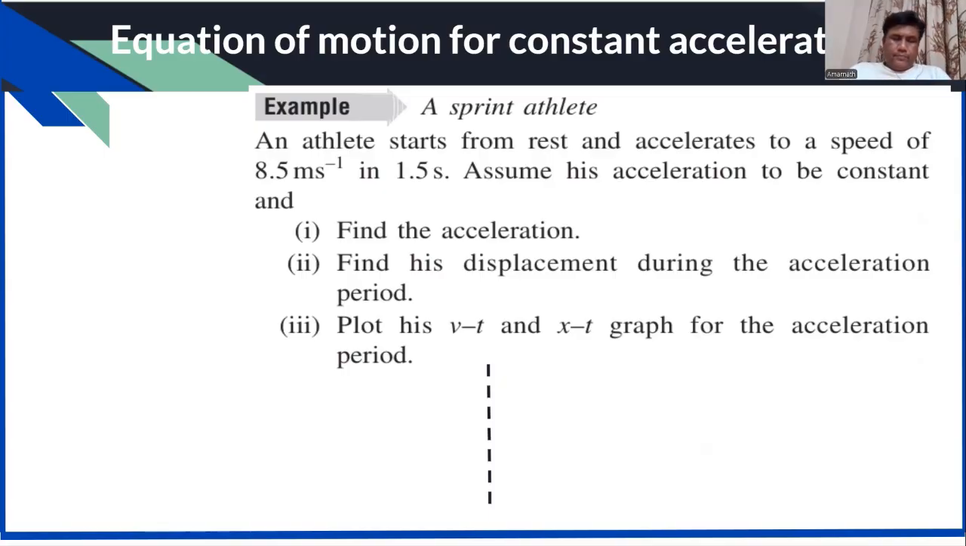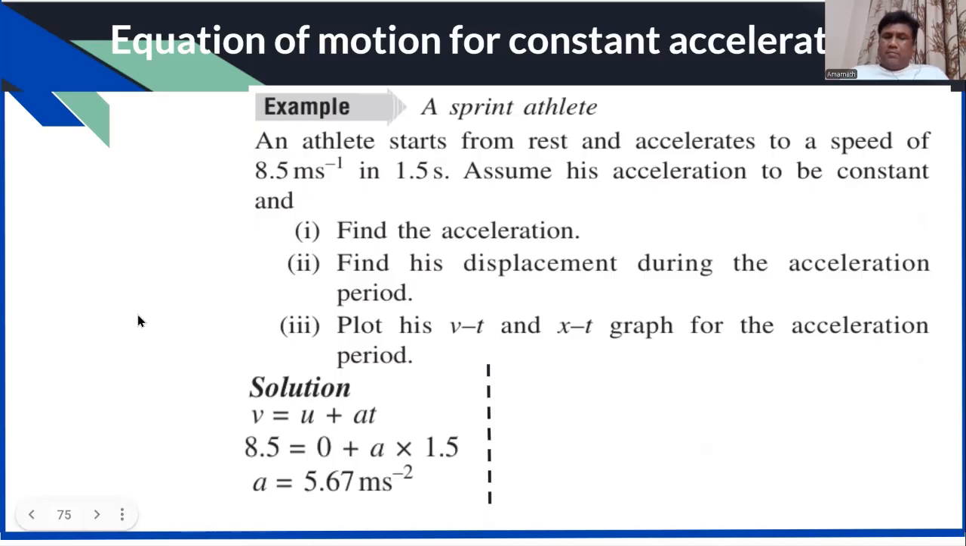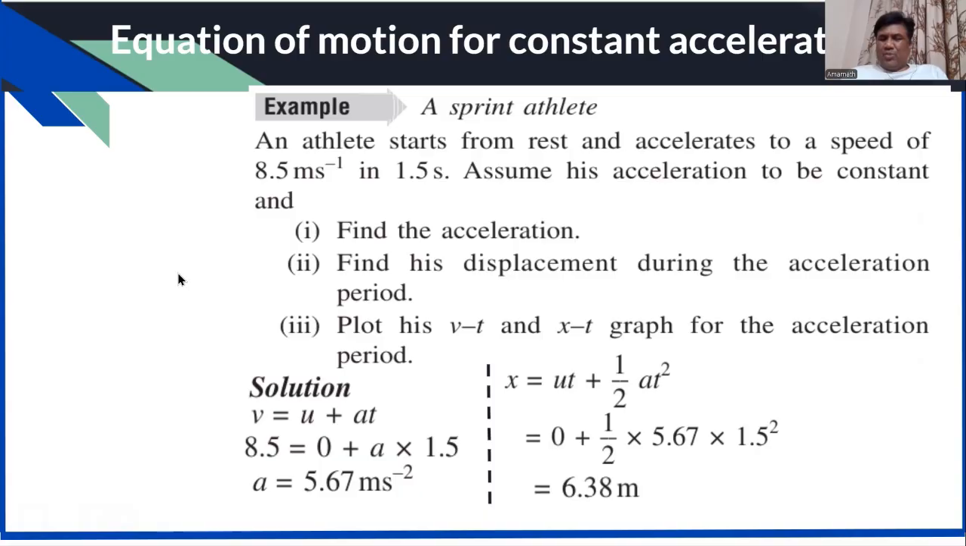So acceleration is 5.66 meters per second square. Let me check it. V equal to U plus AT, 8.5 is this one. Go to the next. 6.38 meters. Displacement equal to UT plus half AT square. So U is 0, half into this much, 6.38.